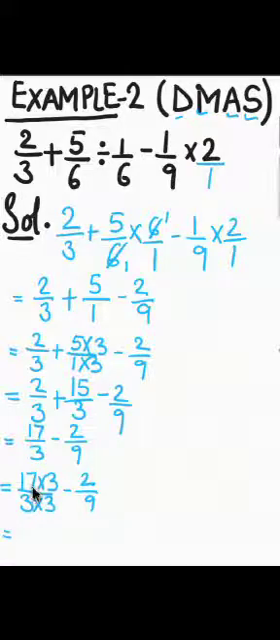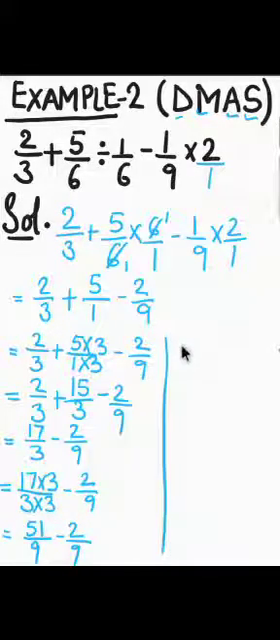Now 17 3s are 51. 51 upon 9 minus 2 upon 9. Now see, the denominators are same. That means they are like fractions. So we can easily subtract the numerators. So what we are going to do? We are going to subtract the numerator. So 51 minus 2 will be 49. And the denominator is 9.